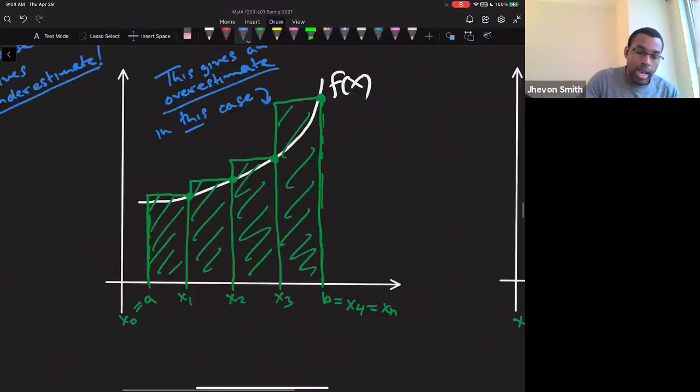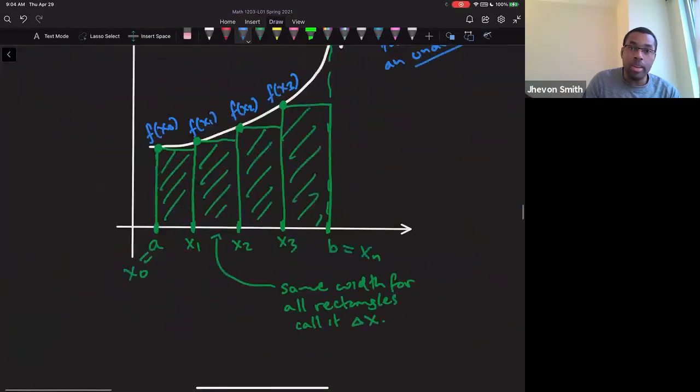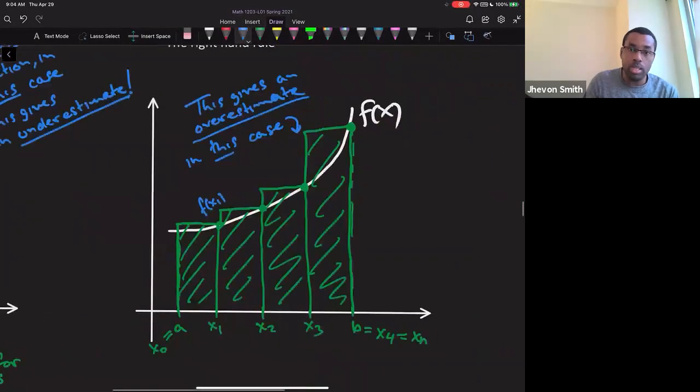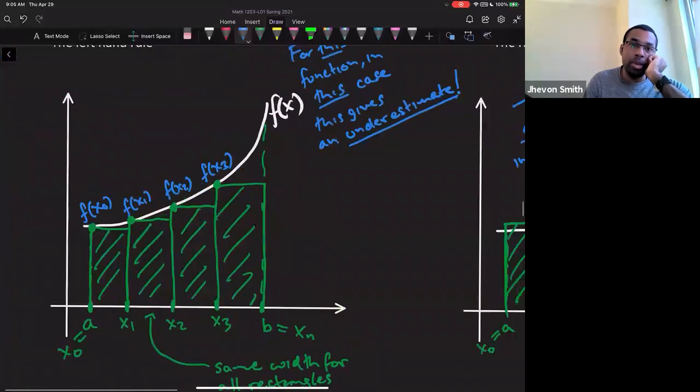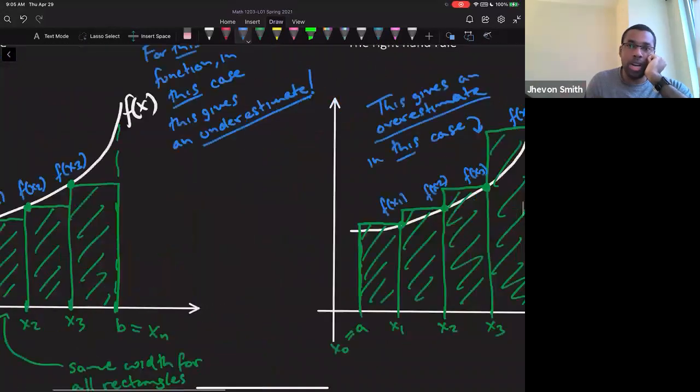This one, the heights would be determined by f of x1, right? So the last one, we had f of x0 because it starts from the left, but on the right, it would start from f of x1. The height of the second one is f of x2. The height of the third one is f of x3. And the height of the fourth one is f of x4, right? So here I use from 1 to 4, here I use from 0 to 3, and that's because on this one, I want to keep all the lefts and ignore all the rights. On this one, I want to keep all the rights, ignore all the lefts.